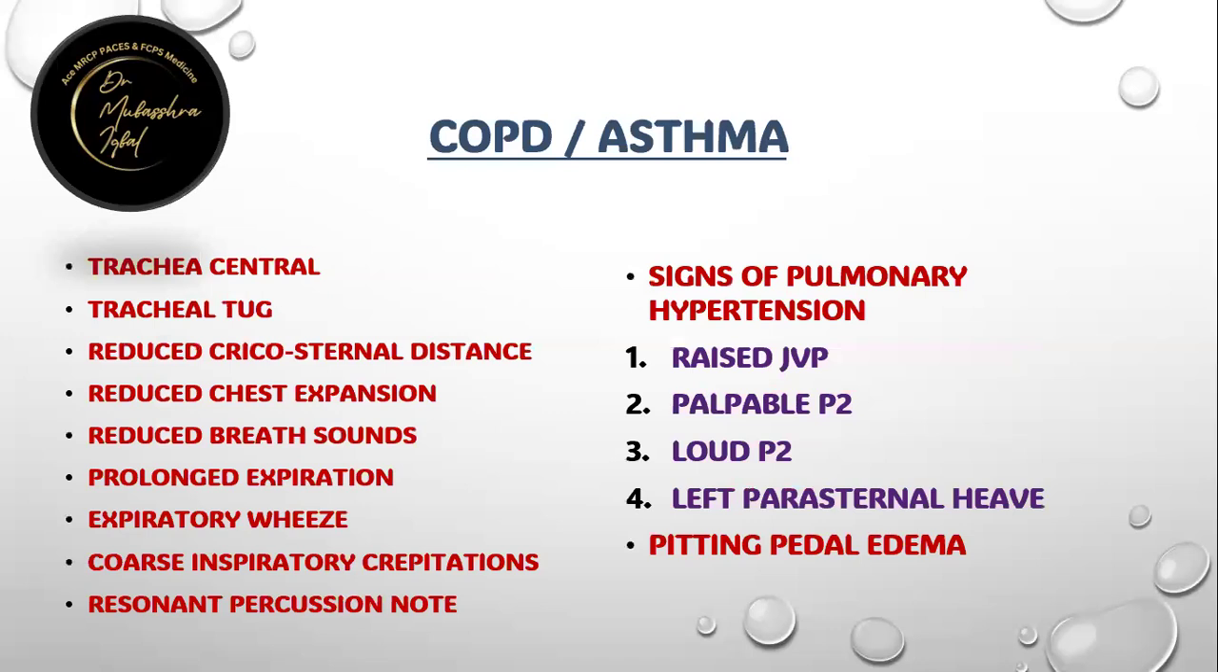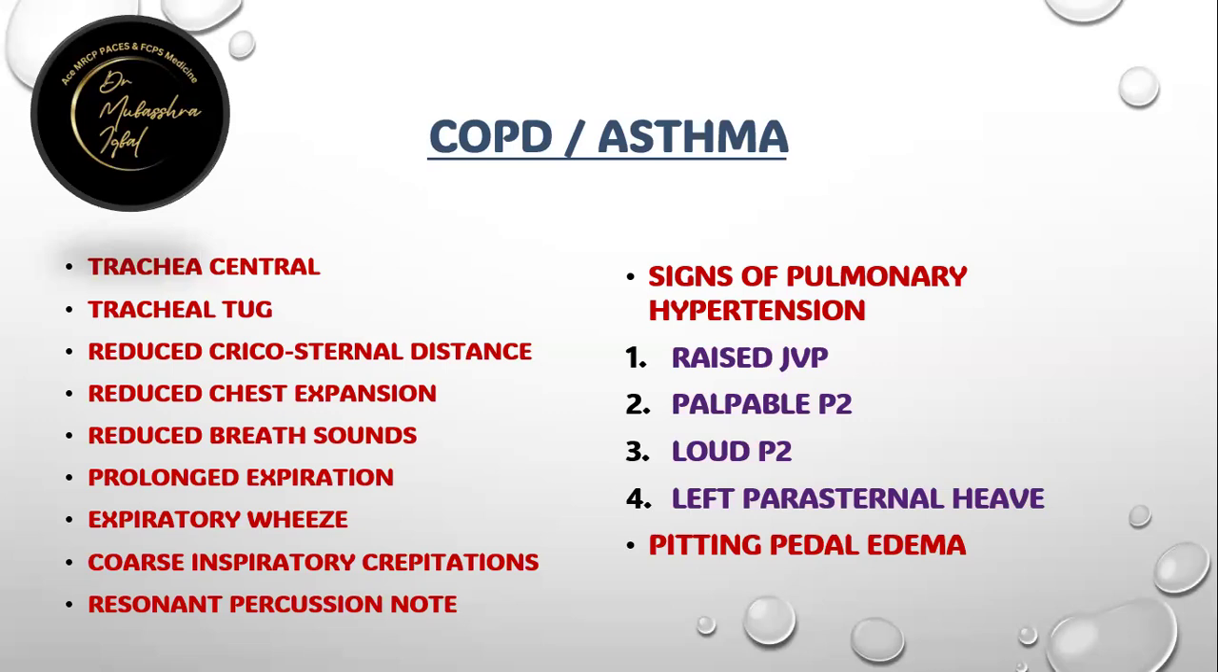And most of the time, the trachea is central or slightly deviated towards the right side. Tracheal tug might be present, and there will be reduced cricosternal distance. Chest expansion might be reduced. Breath sounds are mostly reduced. Vesicular breathing with prolonged expiration, expiratory wheeze can be there, and if the patient has presented with exacerbation of COPD or asthma, you can get coarse inspiratory crepitations.